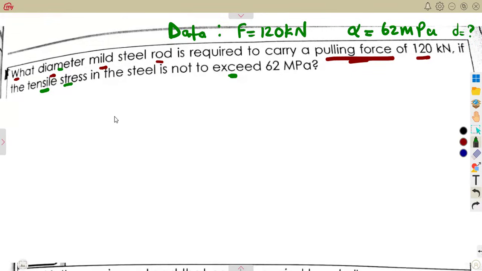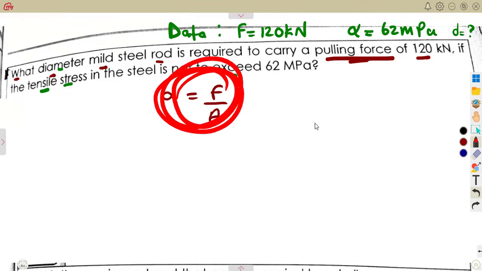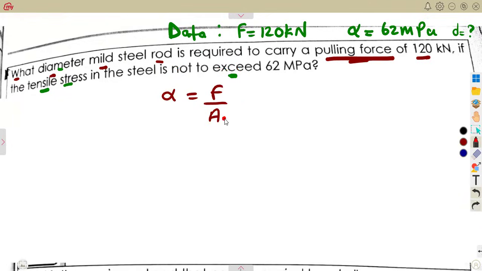By looking into our formulas, we can see that there is no formula that connects the force, the stress, and the diameter. No, there's no formula that connects them, because we understand that the stress is equal to the force over the area, not the diameter. But they want us to calculate the diameter, not the area. So the question is, where are we going to have it? Because this formula does not have the diameter. It is inside of the area. That is where the diameter is, because we understand that it's a circular rod that you're talking about.